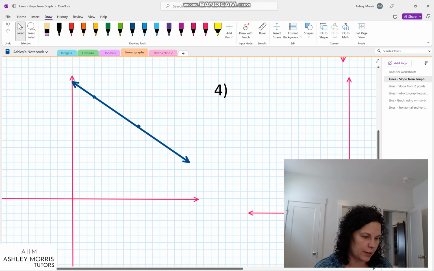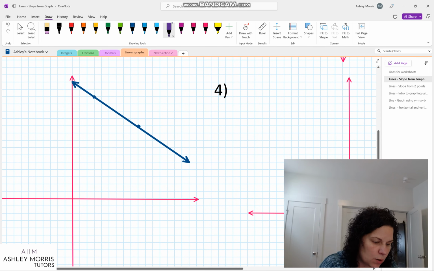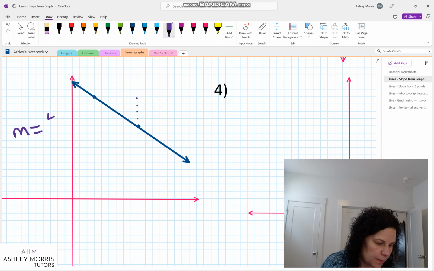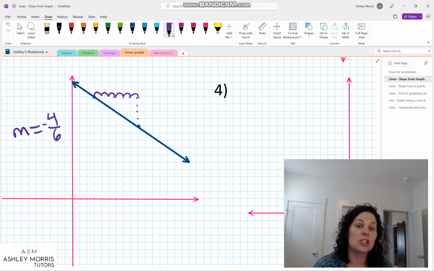Where's number 3? There it is. Okay. So let's count rise 1, 2, 3, 4, and then run 1, 2, 3. 1, 2, 3, 4, 5, 6. Sometimes it gets tricky counting. And I know this is a negative because it goes downhill, and we're always going to reduce.